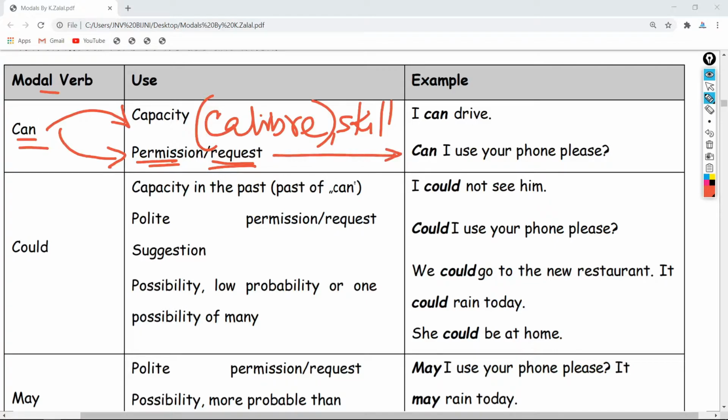See this example: Can I use your phone please? That means permission is sought, permission is requested. And here, I can drive, this actually shows the ability or the skill of the person. Then you see that the past form of can is could. Now we are going to that part: what is the meaning and what is the application. Suppose we are talking about I could not see him. It is the application of can in the past form. So this sentence shows the application in the past tense: capacity in the past.